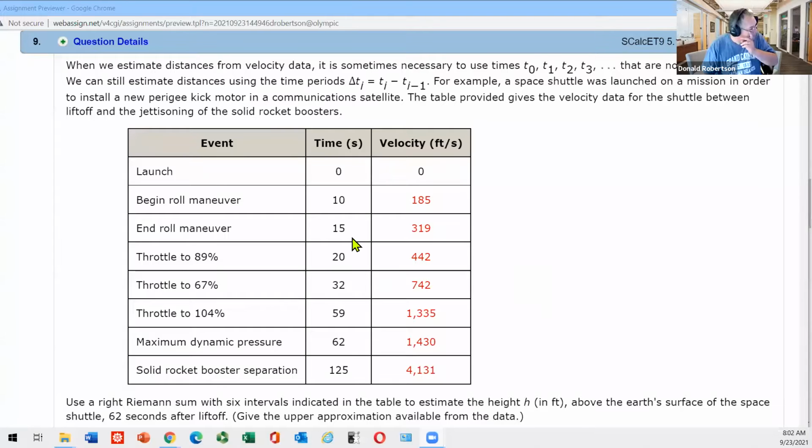Get started. What you have here is a pretty standard looking table, and you're going to be using it to find essentially the area under a velocity time curve. And what makes it different? Well, two things make it different. If you look at one time value to the next, do you notice that they go up in different amounts?